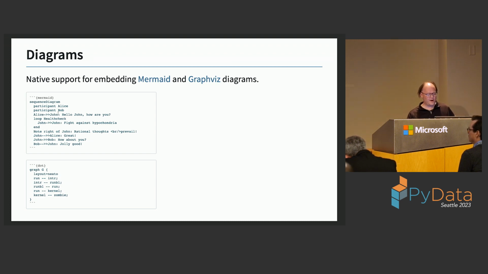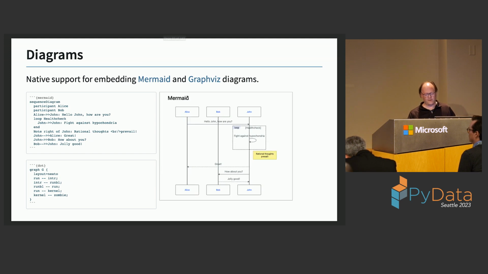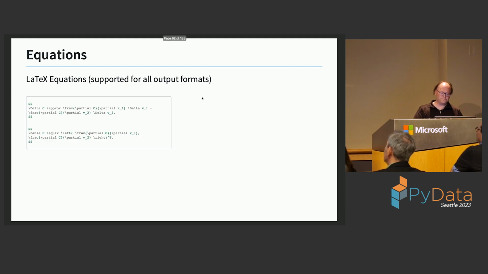So this code here that I put in a Quarto document or a notebook results in this diagram. So for those of you who have struggled with Visio or tools like that to try to wrestle a diagram into looking how you want, this is actually a significantly easier way to do it.